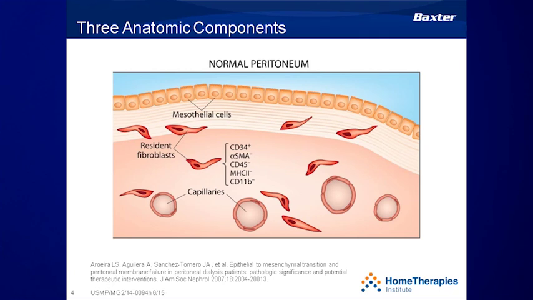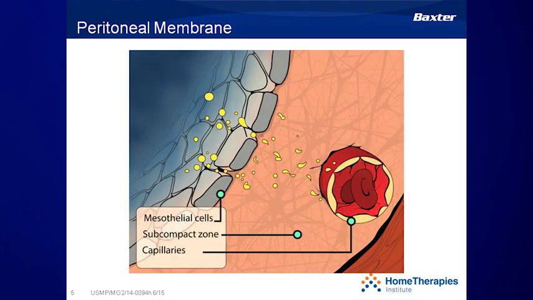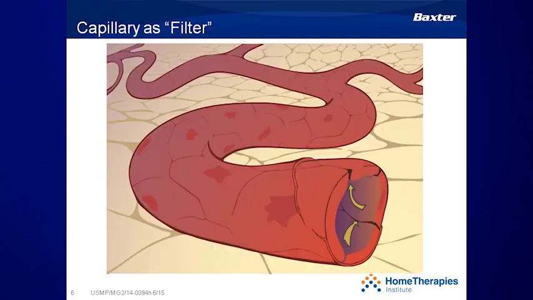Of these three layers, it has been determined that the filter that creates the diffusion gradient that allows for dialysis to occur is across the peritoneal capillary wall. Here again, this time in three dimensions, we see the three major components of the peritoneal membrane. As mentioned, the peritoneal capillaries appear to be the anatomic location of diffusion that allows blood-borne toxins to move from the plasma into the dialysate.